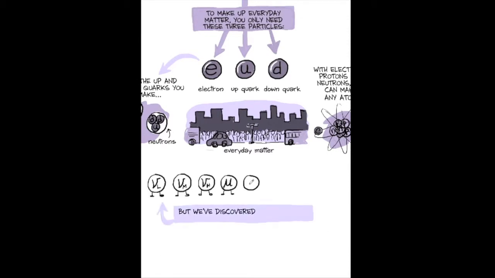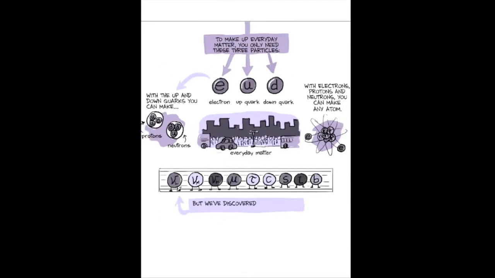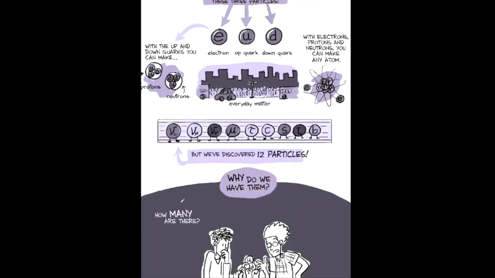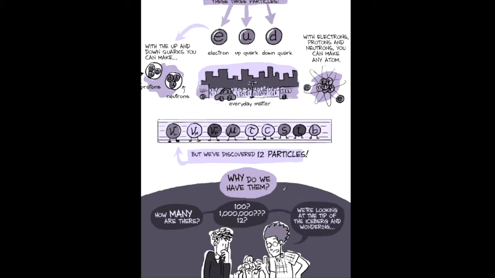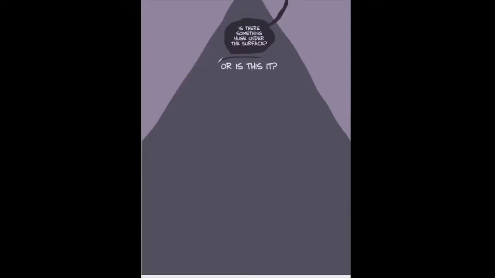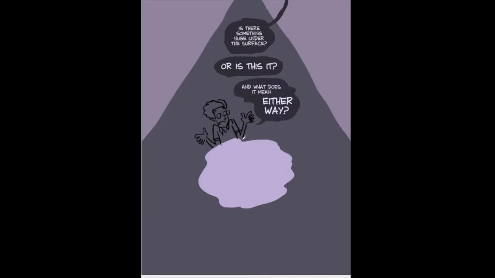But how many particles have we discovered? 12? Why do we have them? I don't know. How many are there? 100? A million? Only 12? We don't know. We're looking at the tip of the iceberg here and wondering, is there a huge iceberg under the water, or is this it? And what does it mean either way, right?